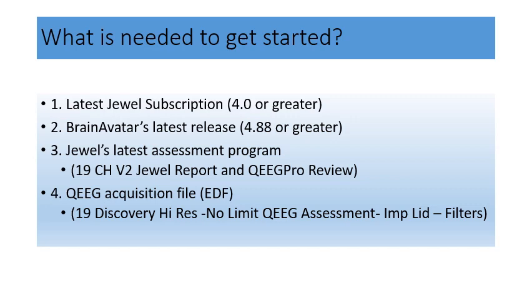What is needed to get started? Well, you'll need the latest Joule subscription starting with 4.0 or greater. You'll need BrainAvatar's latest release of 4.8.8 or greater. You'll need Joul's latest assessment program. That's 19-channel V2 version 2 Joule report and QEEG Pro report review. You'll need the same old QEEG acquisition file for EDFs, 19-channel high-res, no-limit QEEG assessment with impedance slit and filters.